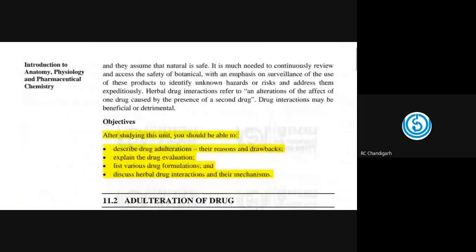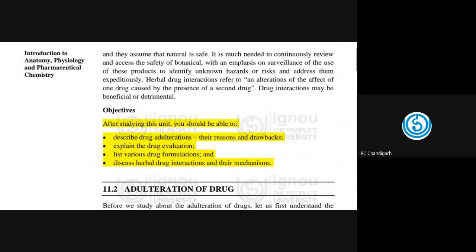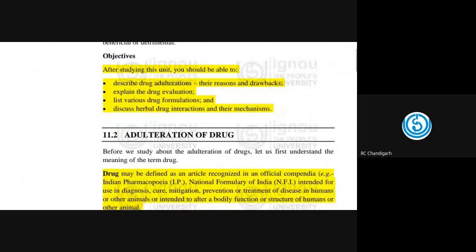So, what are the objectives of this unit? To describe drug adulterations, their reasons and drawbacks, explain the drug evaluation, and list various drug formulations, and discuss herbal drug interactions and their mechanisms. So, what is adulteration of any drug?